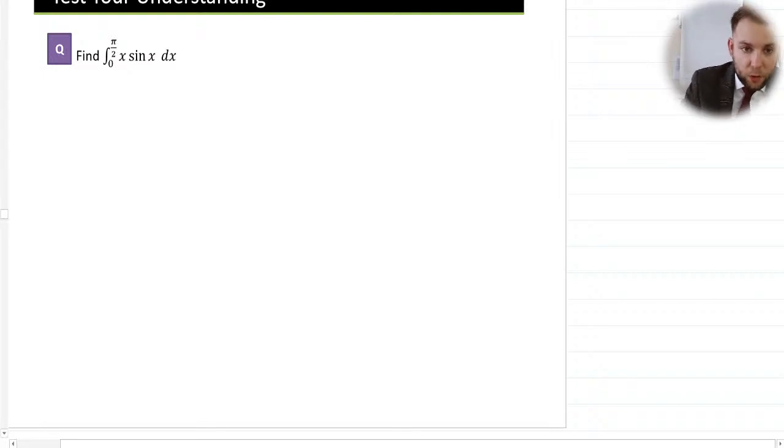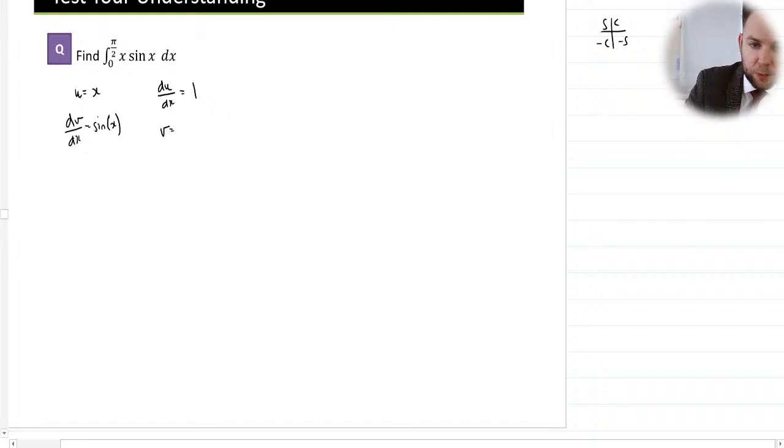Okay, let's have a little go at this one together then. So the first thing you need to do is to set u as the one that differentiates to a coefficient. So u is equal to x, and dv by dx is equal to sine of x. So du by dx is equal to 1. Sine integrates to minus cos. So v is equal to minus cos of x.